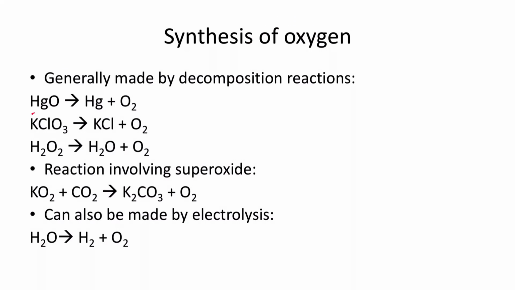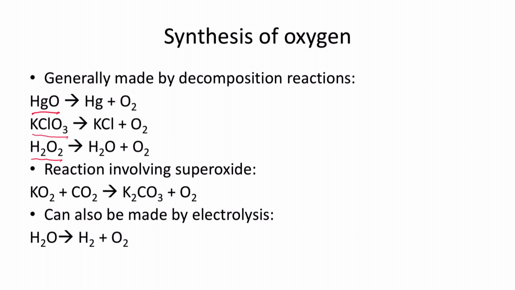For example, the earliest one that was done historically was with mercury. I can take mercury oxide and break it apart into mercury and oxygen, or you may have seen this in a common lab demo. I can take potassium chlorate and form KCl and O2, potassium chloride and oxygen. Or I can take hydrogen peroxide and convert it into water and oxygen. Here are some other reactions that can happen with oxygen, or to create oxygen.